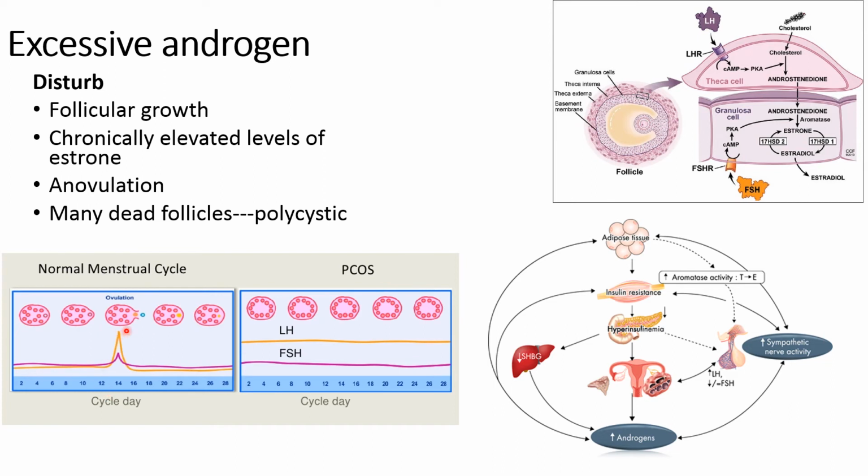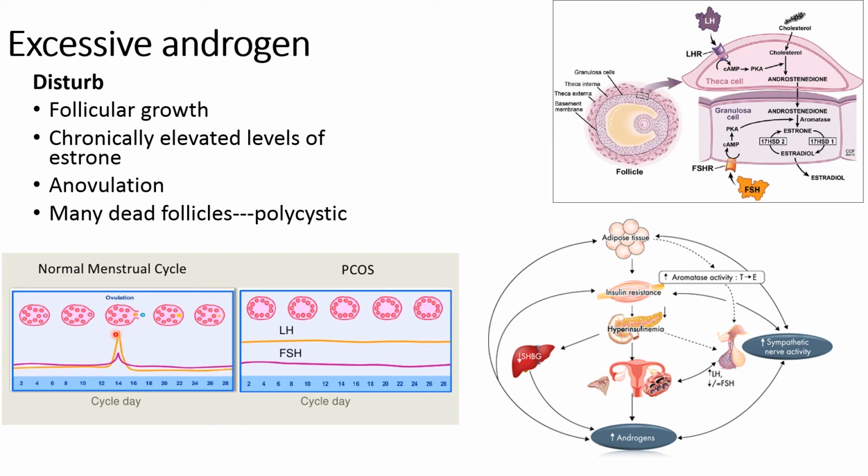Where is estrogen coming from? We are talking about the normal menstrual cycle. It is coming from the granulosa cells of the Graafian follicle. So this estrogen is increasing along with the maturation of the Graafian follicle. The follicles are being matured, and they are gradually increasing the release of estrogen. So near ovulation, the estrogen levels reach a peak.